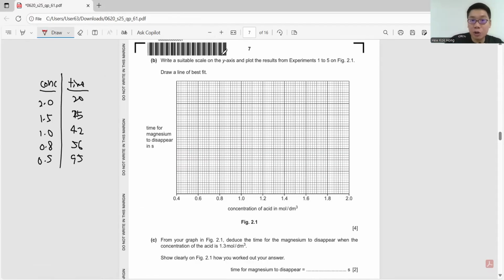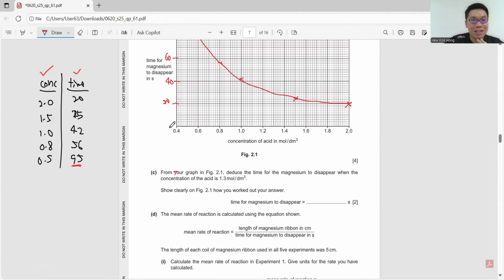Next, write a suitable scale on the y-axis and plot the results from experiments 1 to 5 on figure 2.1. Draw a line of best fit. The concentration is already given in the scale, and the time goes up to 95. So we see 20, 40, 60, 80, 100. Concentration 2.0, time is 20. 1.5 is 25. Then we draw a line of best fit. Make sure you practice how to draw a best fit line.